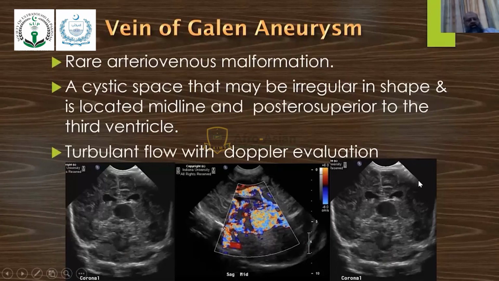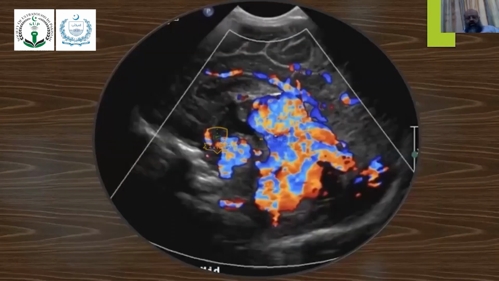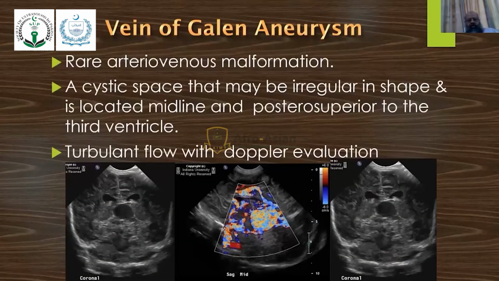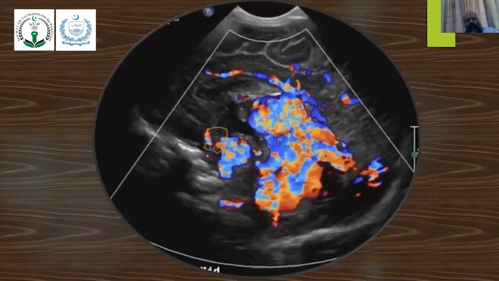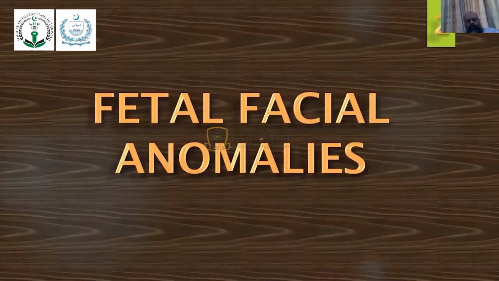Vein of Galen aneurysm, which is a rare arteriovenous malformation, a cystic space that may be regular in shape or irregular, and is located midline and posterior superior to the third ventricle. We can easily diagnose the AV malformation, vein of Galen aneurysms, with the help of color Doppler. Then are the main facial anomalies.